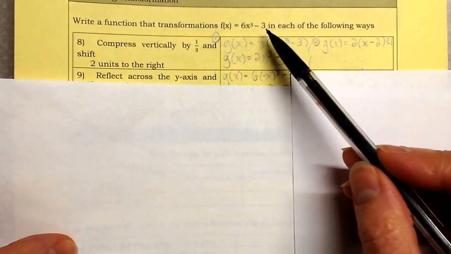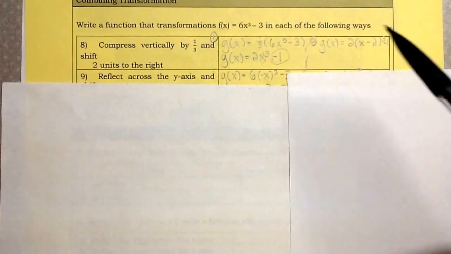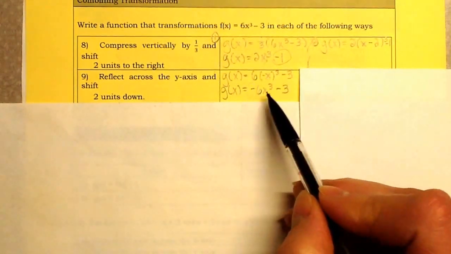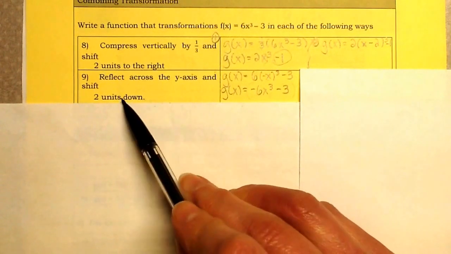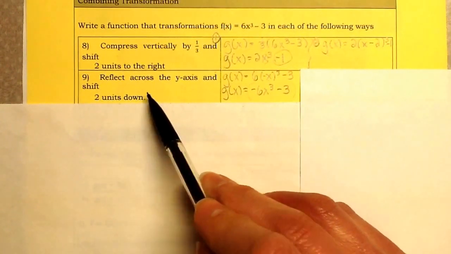And again, I'm not going to have you cube that out. All right, number 9, we have reflect across the y-axis and shift 2 units down. So again, do one transformation at a time. We want to reflect across the y-axis, which means we're going to take the opposite of the x. When we take the opposite of the x, that still gets cubed. And then we have the minus 3 from the original function. So if we cube that, we're still going to get a negative x, so it's going to be negative 6x cubed minus 3. Then we want to shift it 2 units down. Since it's vertical, if it says to go down 2, we're going to subtract 2. And then we can just simplify that function.